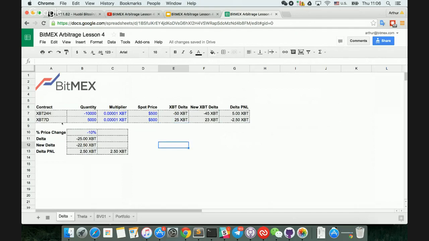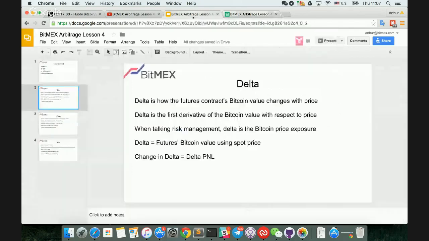So it's very important that you can calculate this number because in terms of losses, this is probably the easiest way to lose money, is not to have a clear knowledge of what your exposure is with respect to the change in the price of Bitcoin, because of how volatile the price of Bitcoin is. So delta is relatively straightforward.